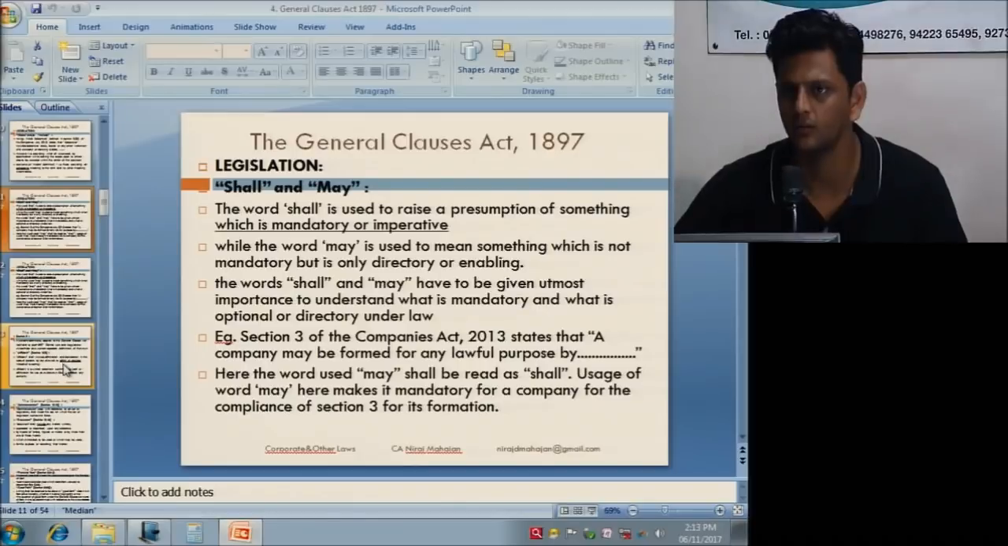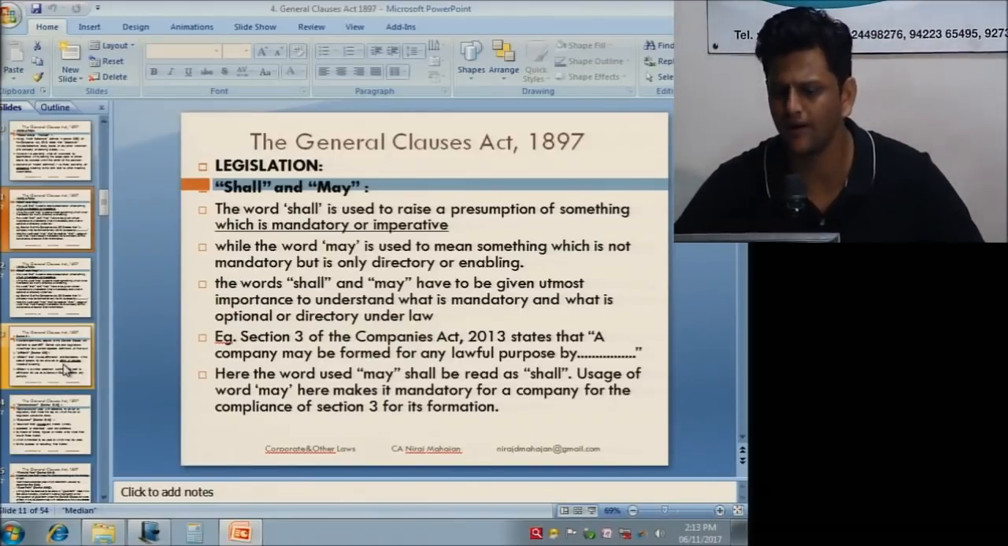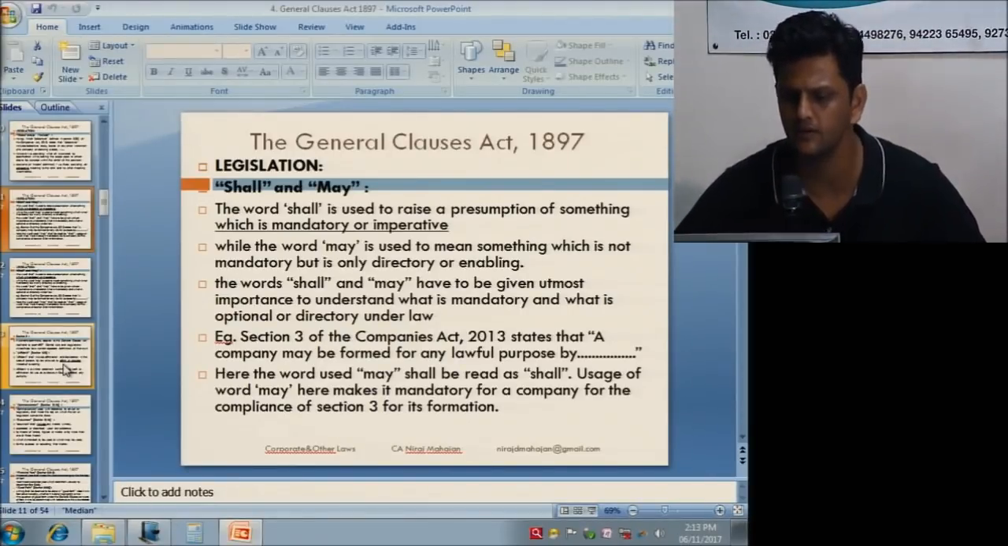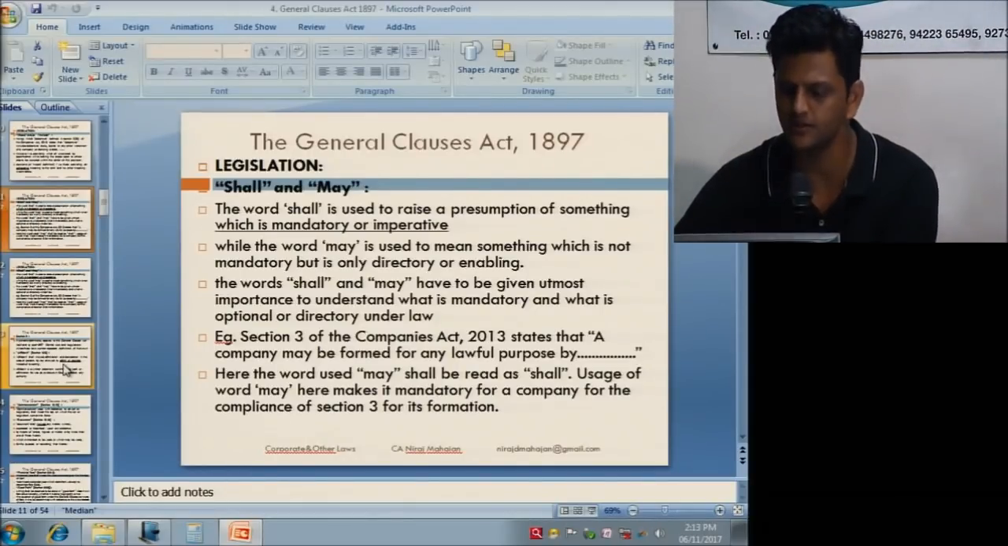Shall and may. When do we use shall? What is the meaning of that? One of them is compulsory, the other is not compulsory, voluntary you can say, okay? Or mandatory or voluntary. So which one is mandatory? Shall. And may is voluntary. But usually at times it may also be used the other way around. We have seen those cases.